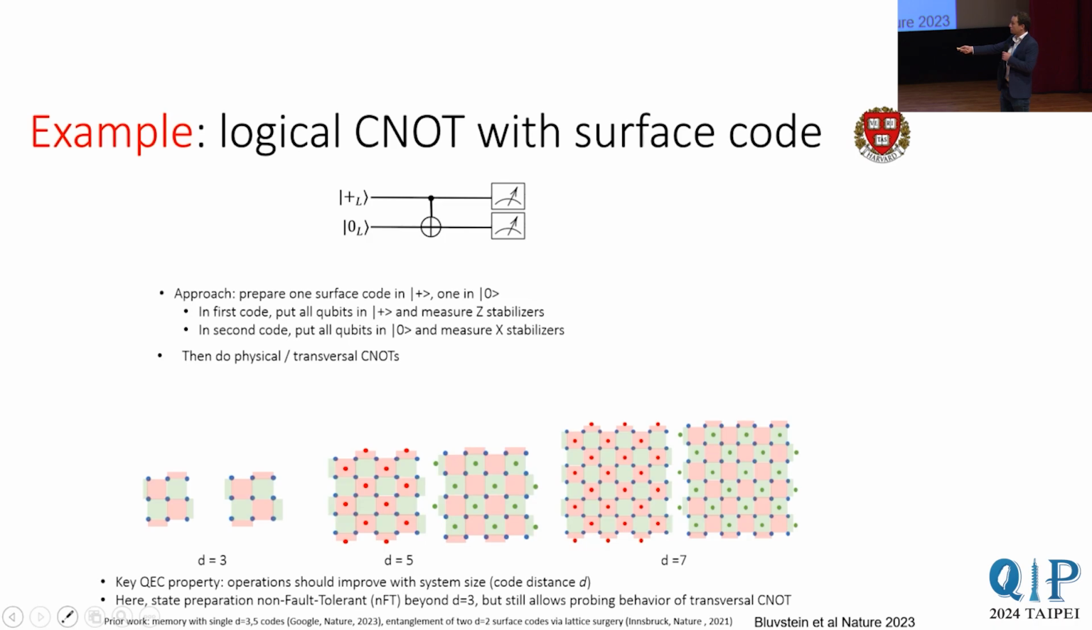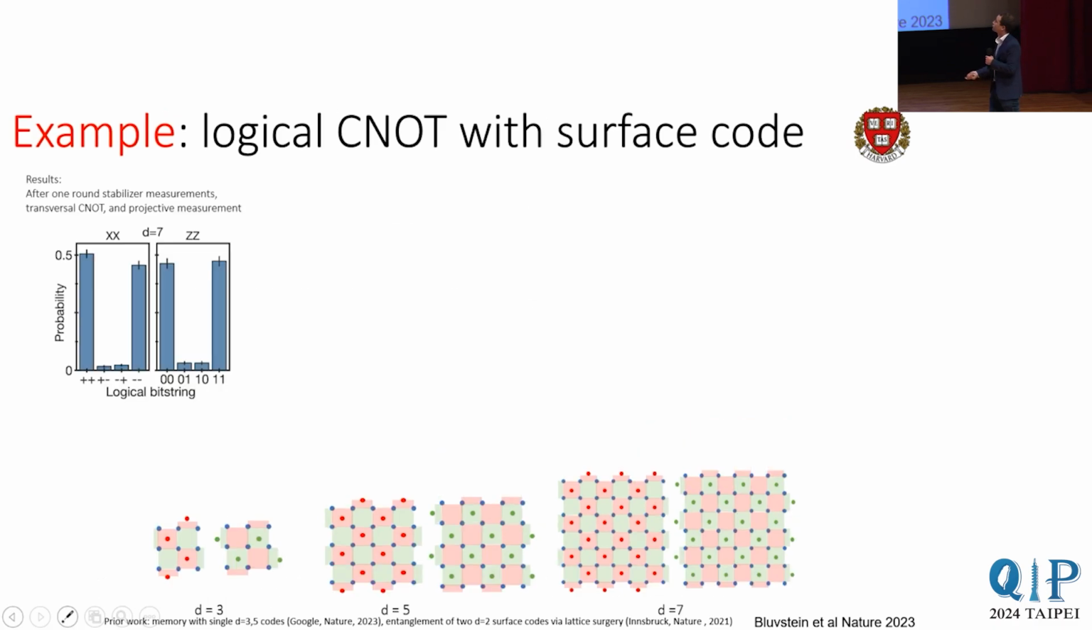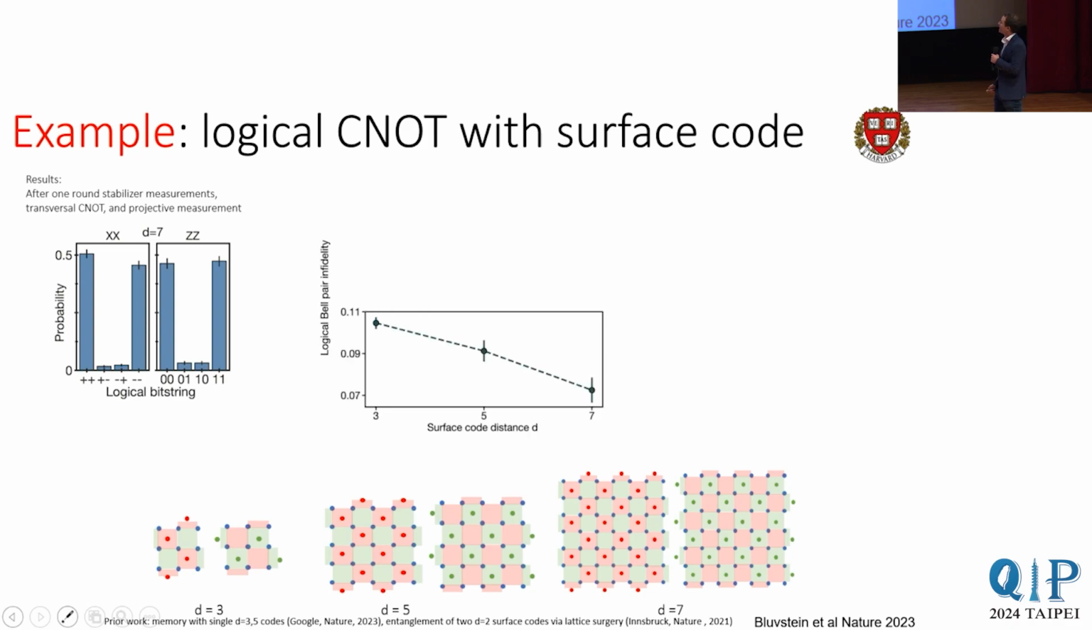A really important asterisk in terms of what we're doing here is that the state preparation is non-fault tolerant. It turns out not to affect the specific experiment that we're doing, and it still allows us to probe this transversal CNOT, but we're only doing a single round of stabilizer measurement here. So then we measure the logical qubits in the XX and ZZ logical bases, and we see these logical Bell state stabilizers. In particular, what we see is that the logical Bell pair infidelity gets lower, or the errors improve, as we increase the size of the code. So we can see that we're doing a better job entangling logical qubits as we increase the size of our lattice.